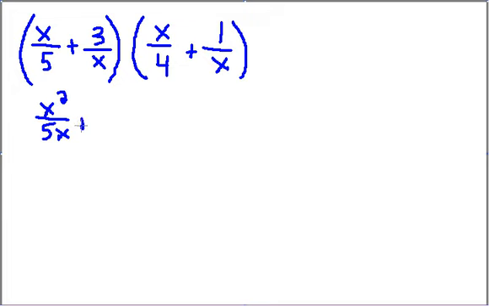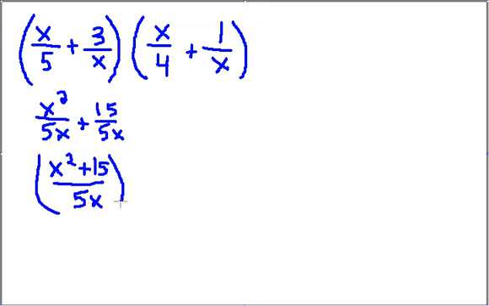And then what we're going to do is add to it the 3 over x, and to get that into an equivalent denominator, we have to multiply by 5 in the top and bottom. So 5 times 3 is 15. Multiply the top by 5, got to multiply the bottom by 5. 5 times x would be 5x. So we now have two fractions that have the same denominator. So we're going to combine our numerators together. That's going to give us x squared plus 15. And then our denominator is going to be 5x. So we've taken care of our first polynomial by combining the fractions together.